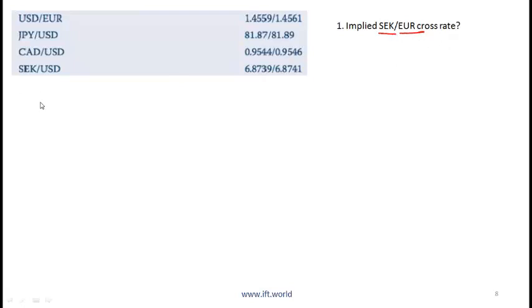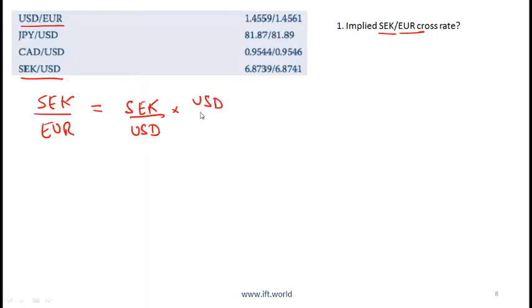So how will we do that? So SEK to euro. Let's see if the quotes given here or the conventions used here are such that we can simply multiply out. So SEK euro. Now we have SEK USD and we have USD euro. So these are the two rates that we will need to use. So this can be written as SEK over USD, where USD is the base currency, multiplied by USD over euro. So this would be a simple multiplication.